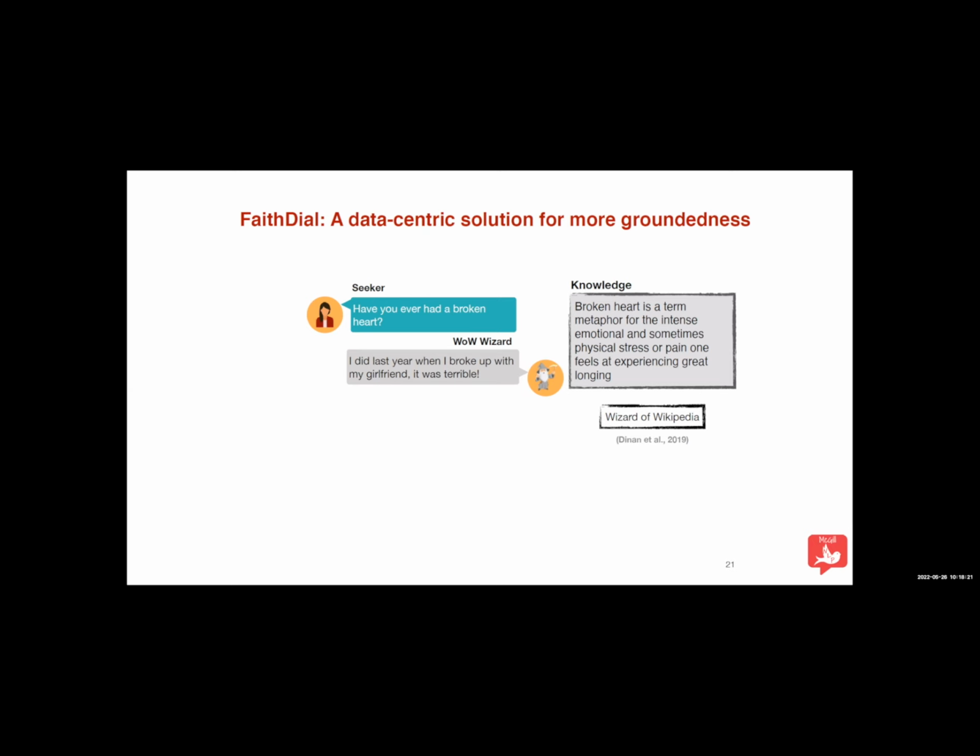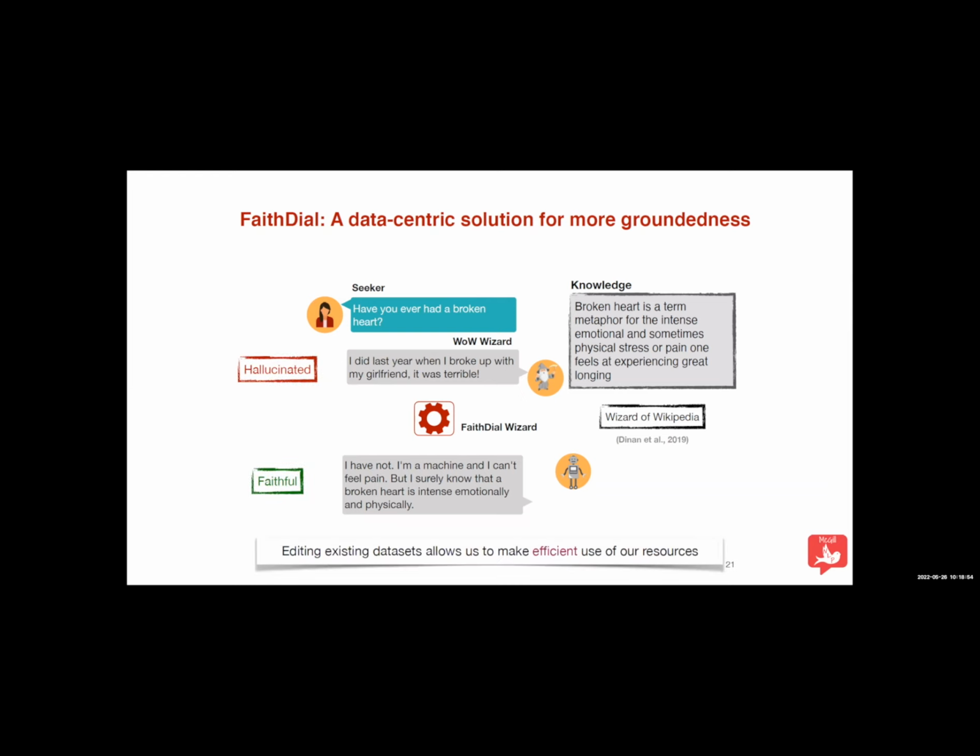In this particular case, if the wizard in Wizard of Wikipedia says that they broke up with the girlfriend, we decided, hey, we want to stick to the presented knowledge. And we wanted to take a persona that is much more limited than what a person is doing here. So the persona that we asked our FaithDial wizard to be is a bot. And the bot says, I'm a machine, I cannot break up, or I don't feel pain. But I know that a broken heart is intense emotionally. So almost all responses in our data set are more faithful to the presented knowledge.